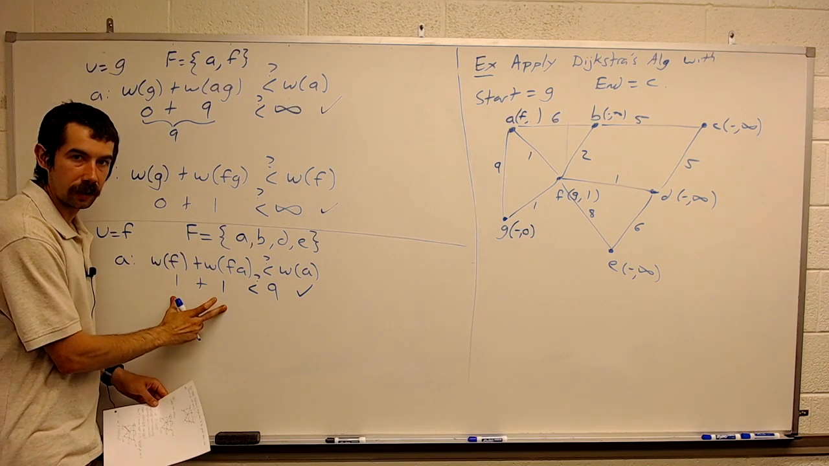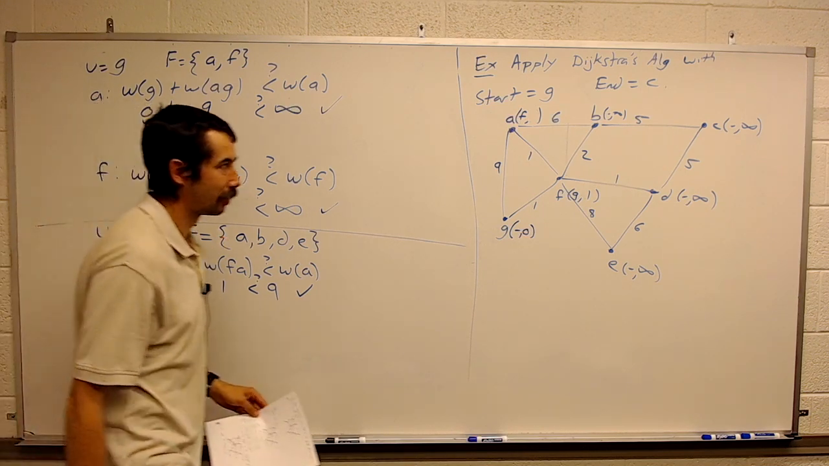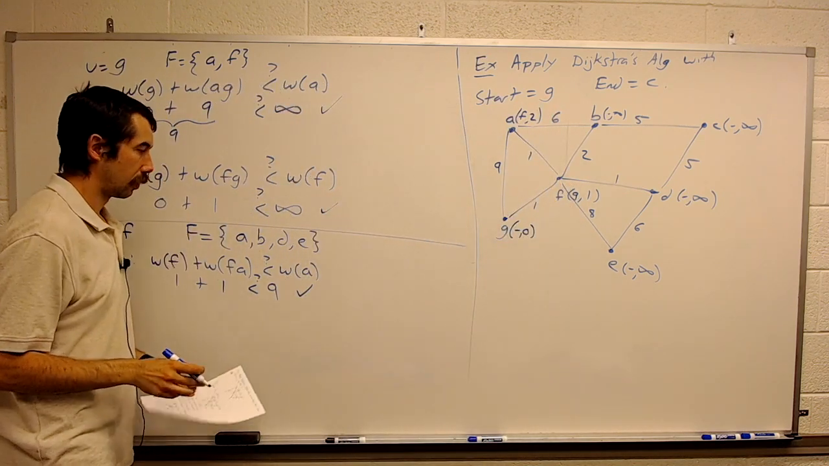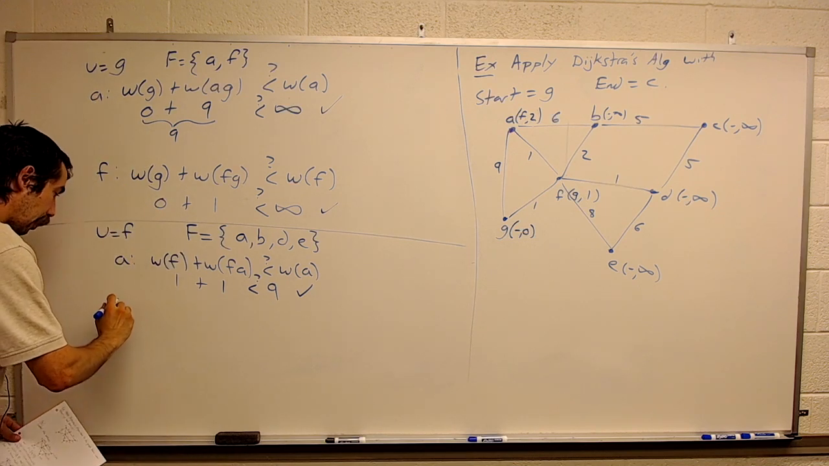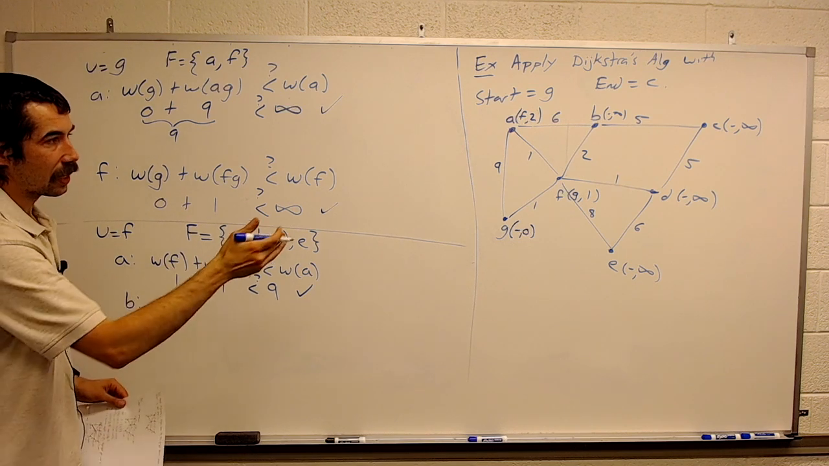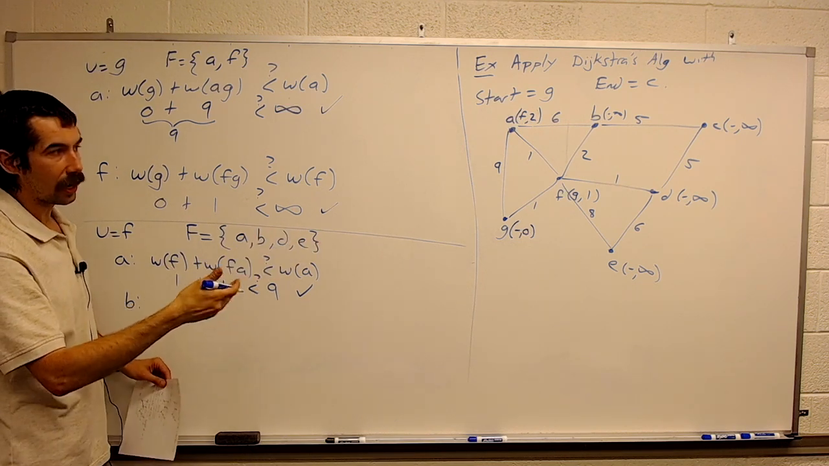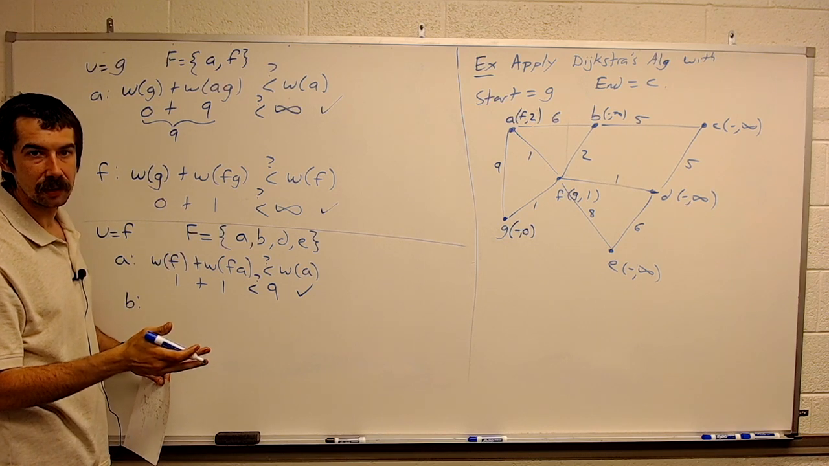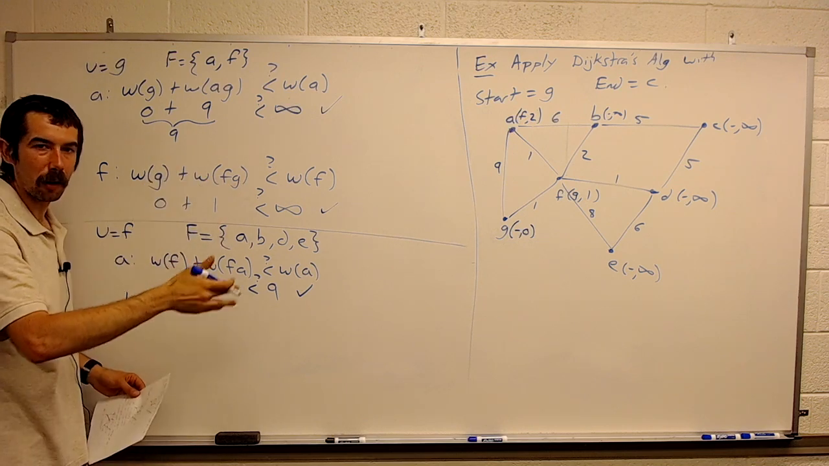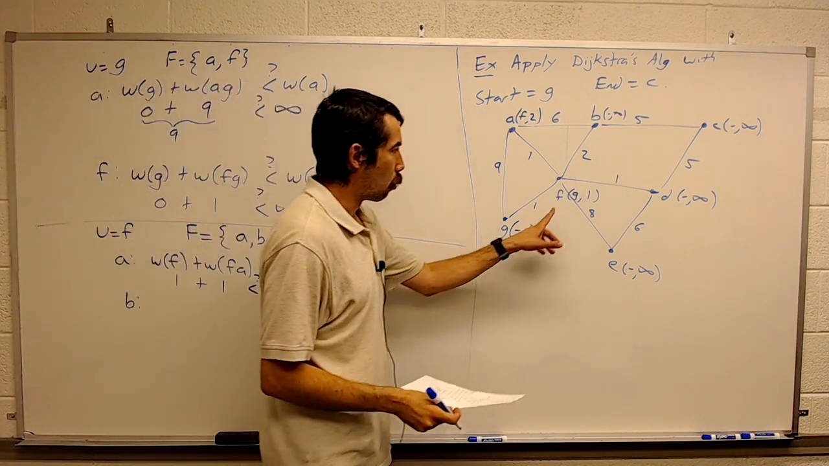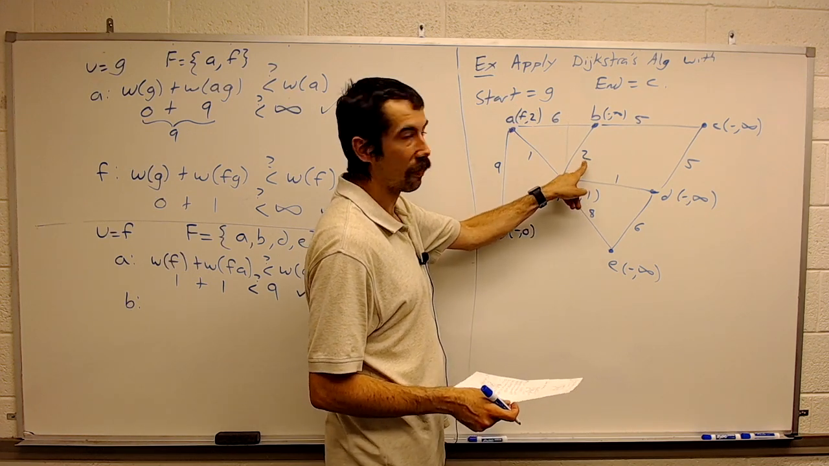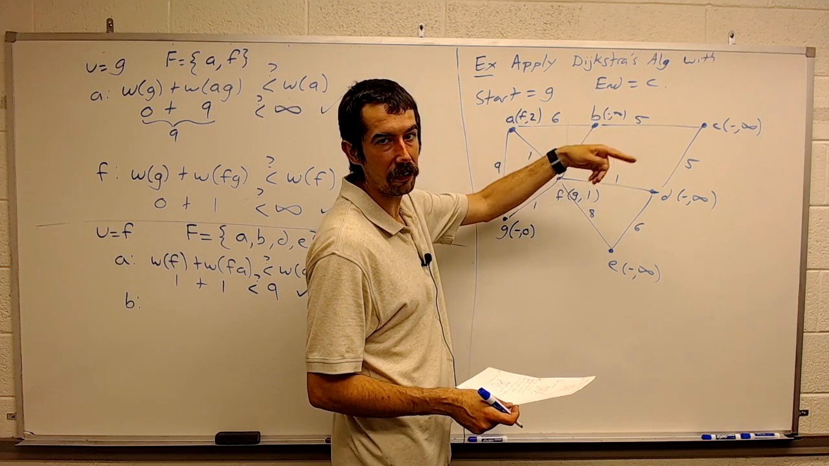One plus 1 is 2. Okay, with B, D, and E, they all have weights of infinity. So it's going to be very similar to what we did up here, so I'm going to go a little bit quicker here. We're going to check the weight of F, which is 1, plus the weight of the edge. 1 plus 2, is that less than infinity? Yes.